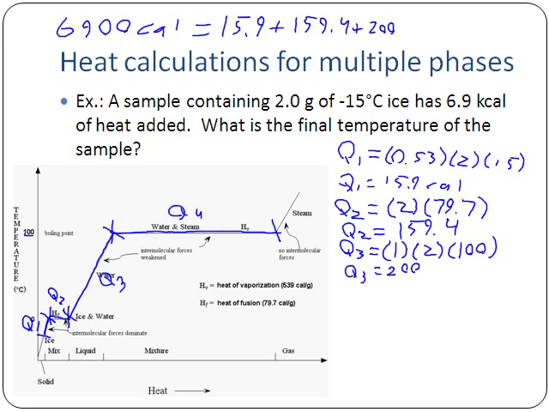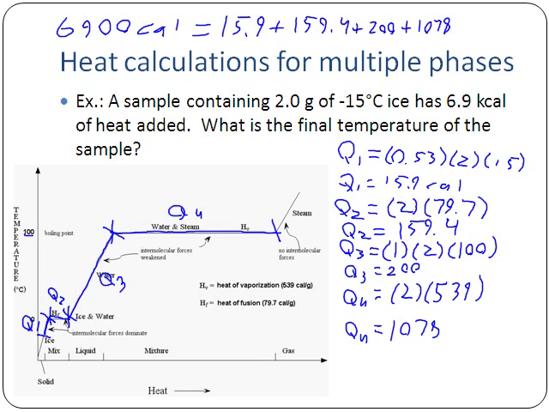That one is going to be a phase change, so Q4 is equal to MHL. The mass once again is 2, times HL. In this case, it's going to be HV, and HV for water is 539. It'd be 2 times 539, so you put that in your calculator, and this equals 1,078. Certainly a lot larger than our previous ones. But still, 15 plus 159 plus 200 plus 1,000, that's not even close to 6,900.